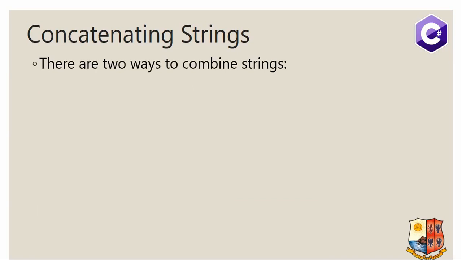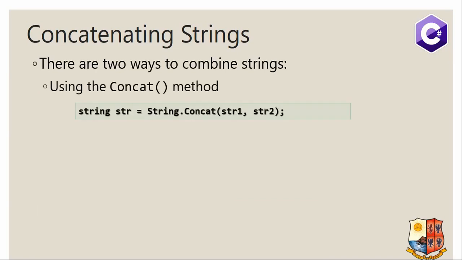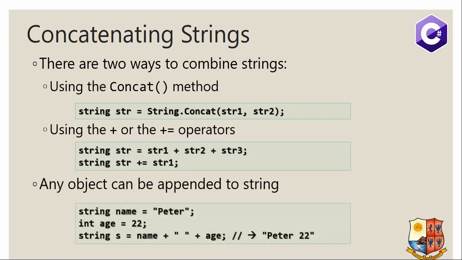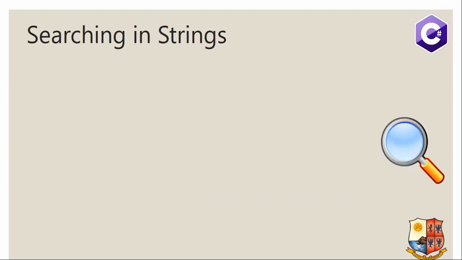when you want to combine more than one string into one, you can use the concat method. Something like this, String dot concat. Here I'm using a capital letter S because I want to represent it as a class, String dot concat, and then two strings are passed to it. Those two strings will be concatenated and then stored in str, and it goes on like this. Or you can just use plus or plus equal to operator, just like how we saw yesterday. And anything can be appended to a string. It can be a mixture of data types, not just string alone.